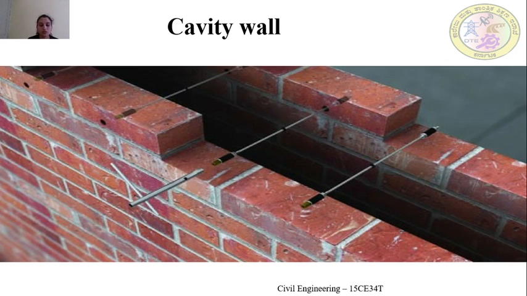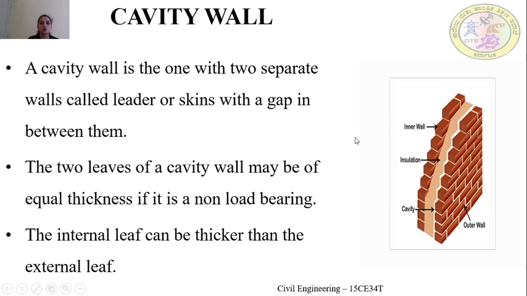Okay, next we'll move on to the next topic, that is cavity wall. The picture which you can see in this particular slide is an example of the cavity wall. So what is cavity wall? A cavity wall is one with two separate walls, called leaves or skins, with a gap in between them.